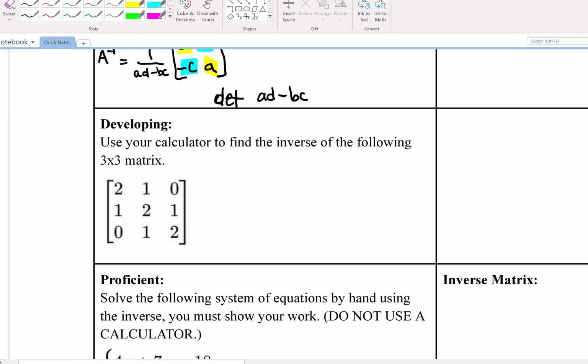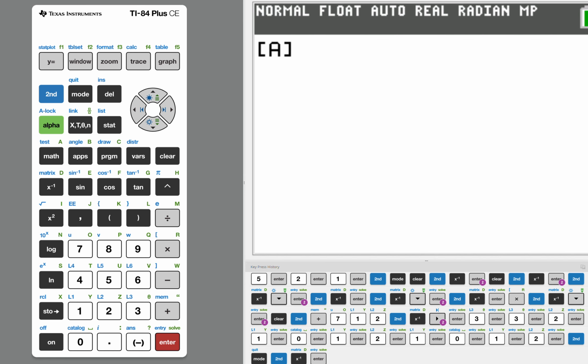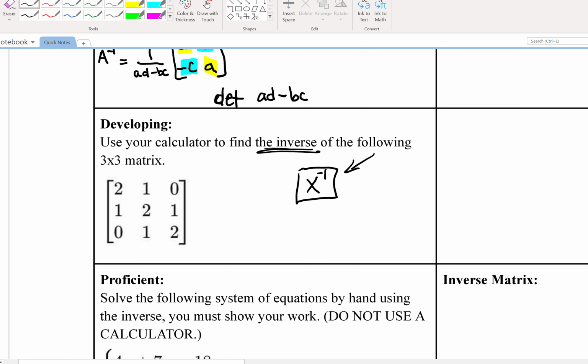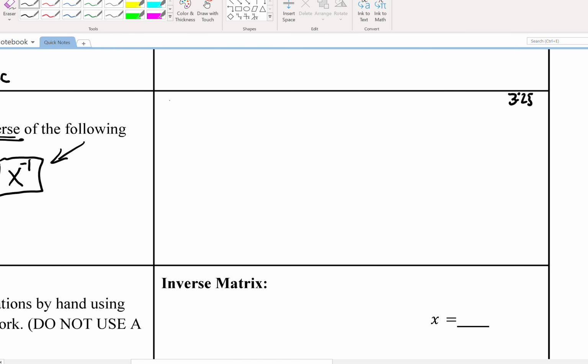And we want the inverse. And that inverse is that button, which is x to the -1. So that's what we're going to use. And so we just press that button, gives us the inverse of A, and then we just hit enter, and it gives us these values. So 0.75, I'm going to copy them down.